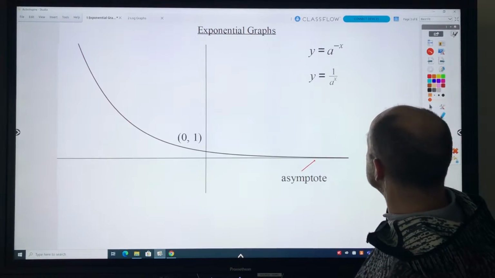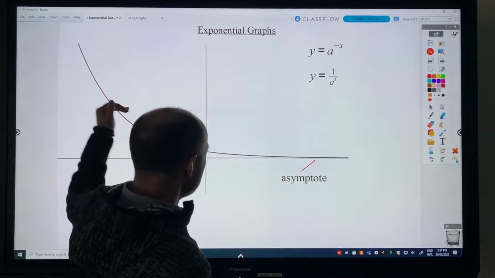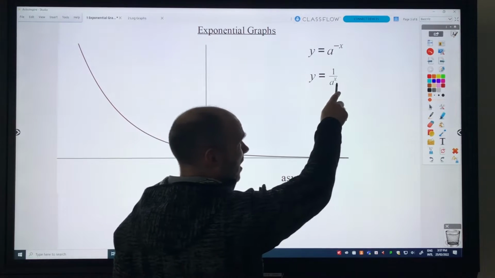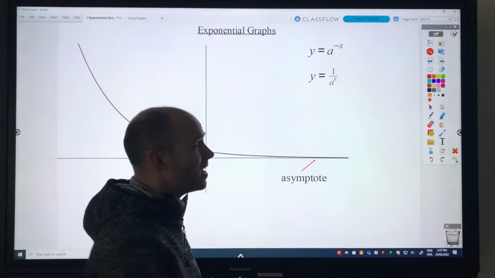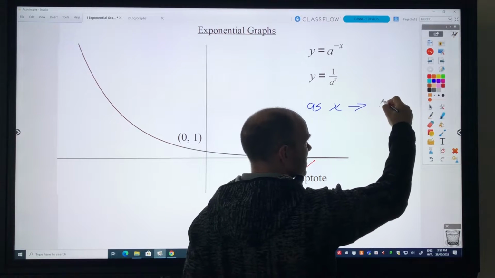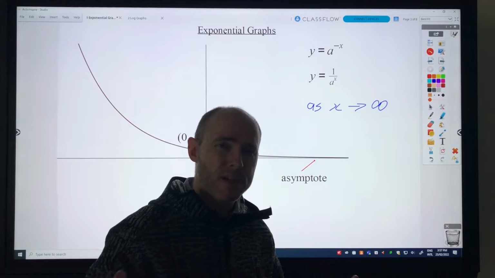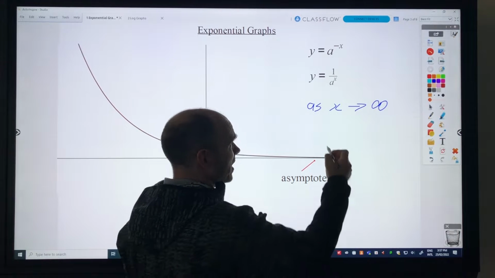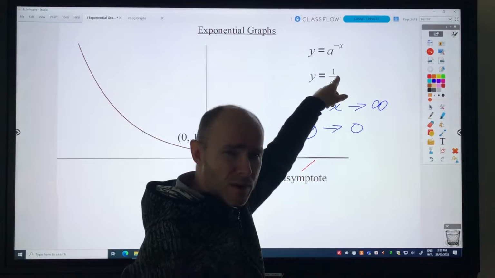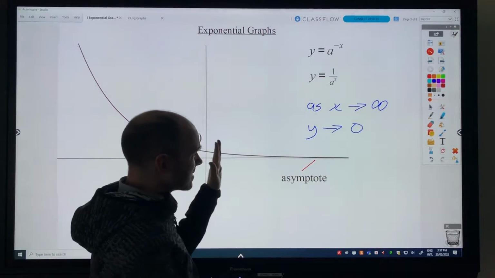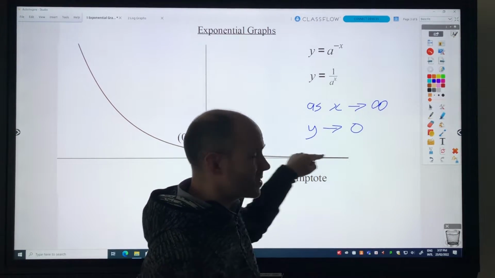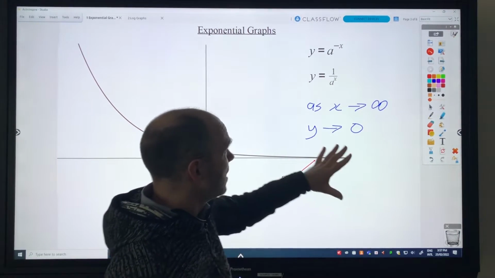So here's a to the x and a to the negative x. The reason mathematically it's doing this, apart from the reflection bit, is because the larger x gets, the smaller y gets. As x gets larger, we tend to say as x tends towards infinity, x gets very, very large, then y gets much, much smaller because you're doing 1 divided by a very large number. So as x gets much larger, y gets much smaller. So that's why it tends towards the x-axis on this side.